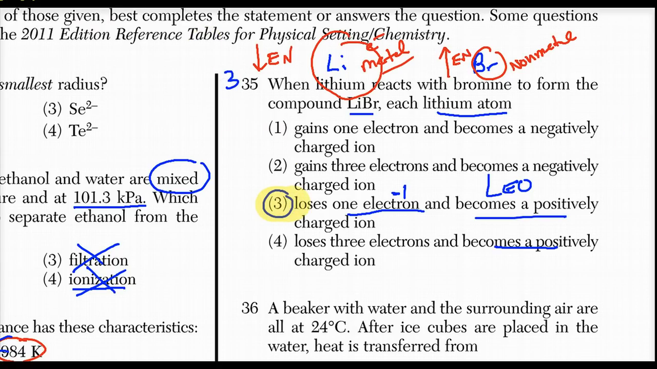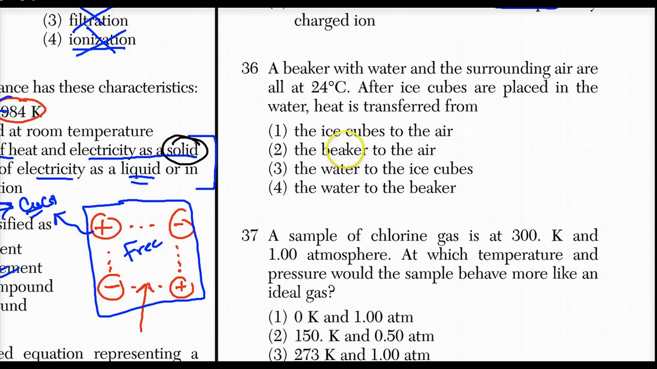Number 36. A beaker with water and the surrounding air are all at 24. So sometimes it's nice to draw. Got a beaker with water at 24 degrees Celsius. The air surrounding it is at 24. Thermal equilibrium. After ice cubes are placed, so let's place some ice cubes in the water, heat is transferred from what? Well, ice at standard pressure is going to be about 0 degrees Celsius.